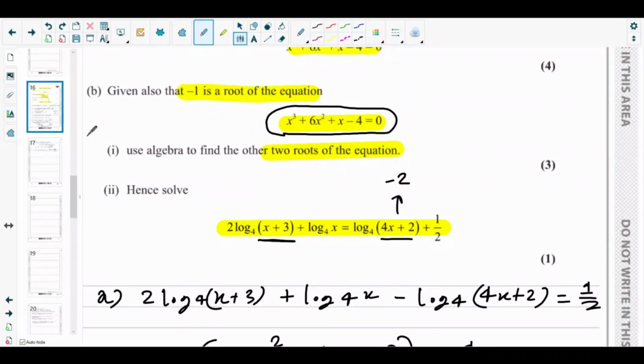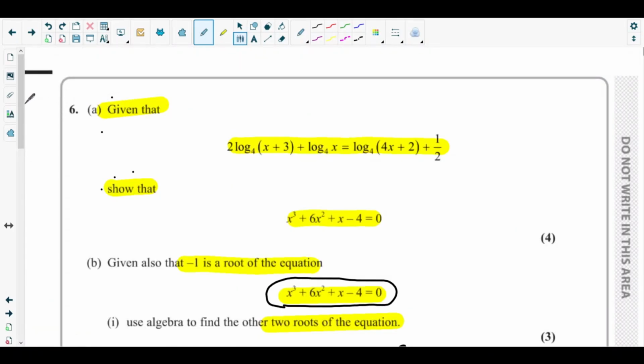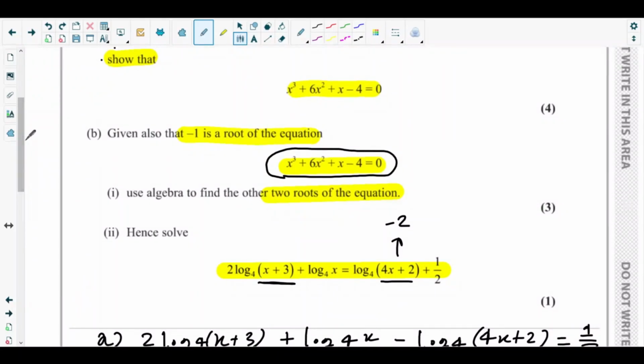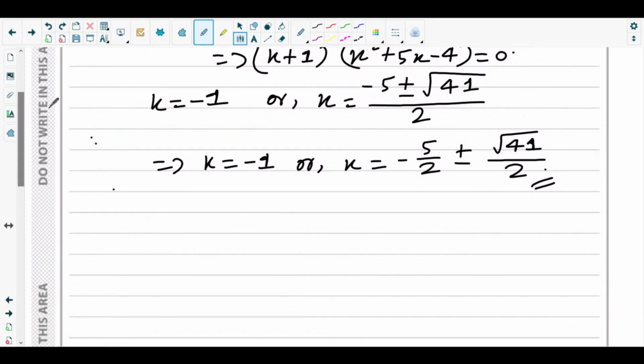Another possible negative value was negative 5 over 2 minus square root of 41 over 2. We are focusing on the negative values because within the bracket we can't have any negative value. So negative 5 over 2 minus square root of 41 over 2 gives about negative 5.7. So definitely this root of the simplified equation will give a negative value within the bracket of the log. So we will ignore both the negative roots of the cubic equation.